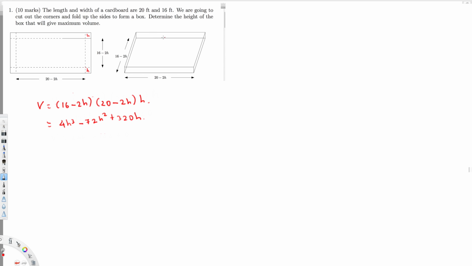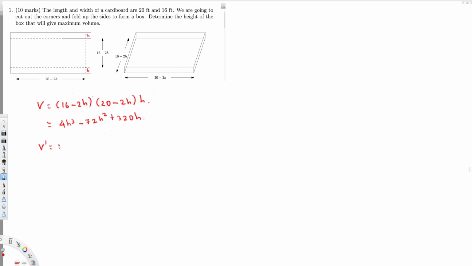So the question is asking, determine the height of the box that will give the maximum volume. Whenever they ask for maximum or minimum, we have to do the optimization, right? To do the optimization, we have to find the absolute maximum. To find the absolute maximum, first of all, I have to find the first derivative to check the critical points.